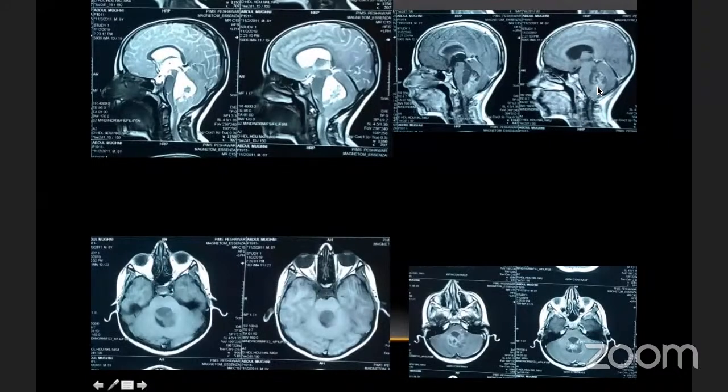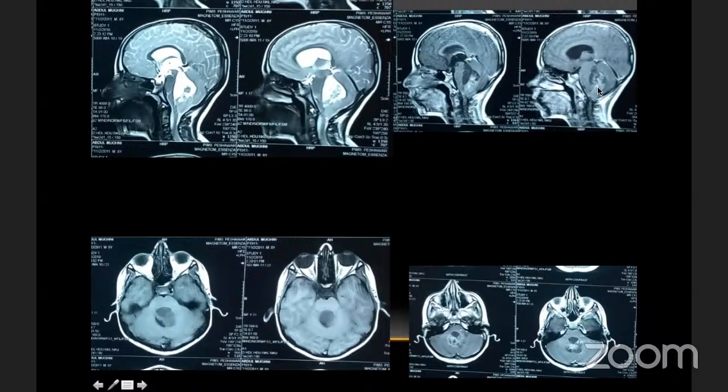One more thing to remember is whenever you see a scan, always look at the tentorium. If you see 50, 100 scans, you will notice that not every tentorium is the same. Some angles are steeper and some are less steep. So you can design your flexion according to the tumor and the angle of the tentorium.